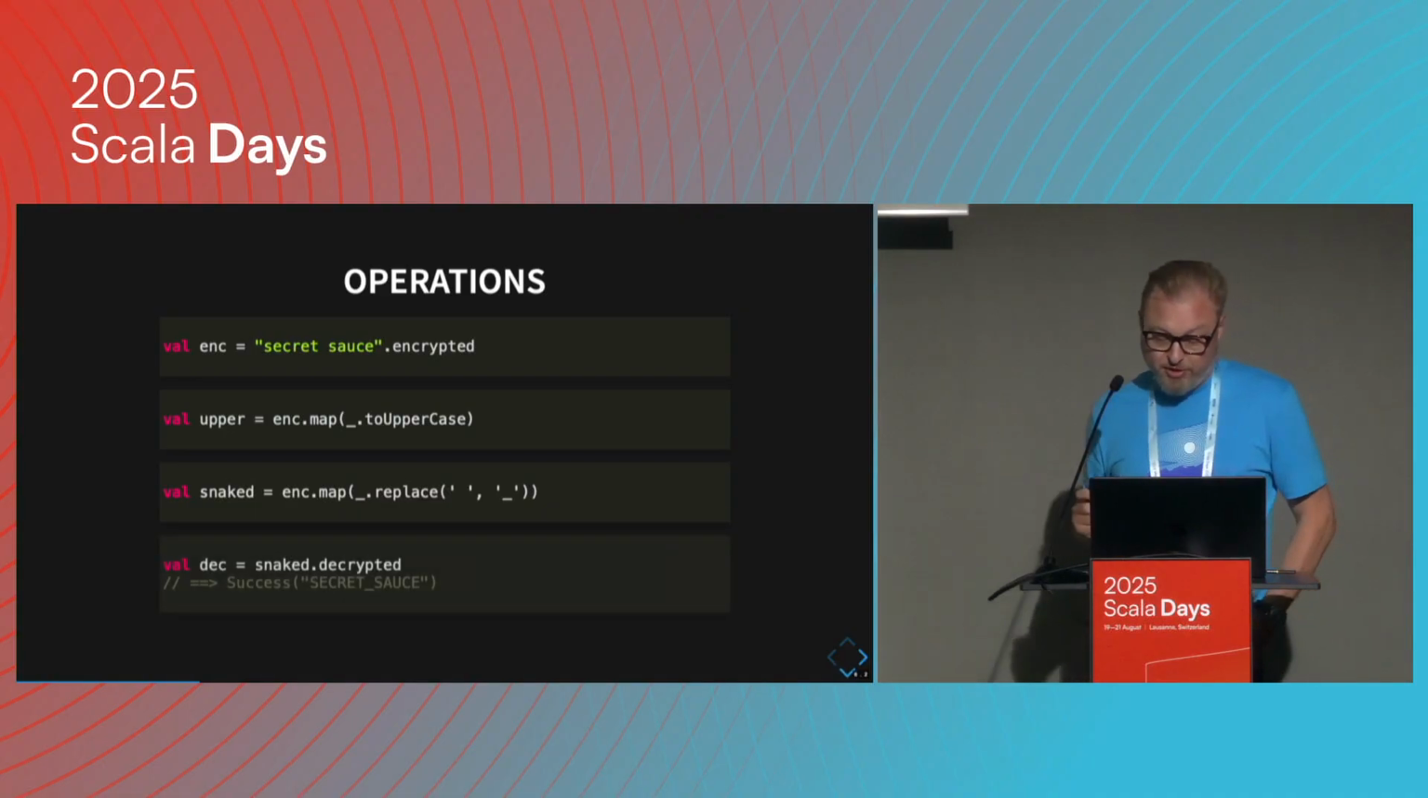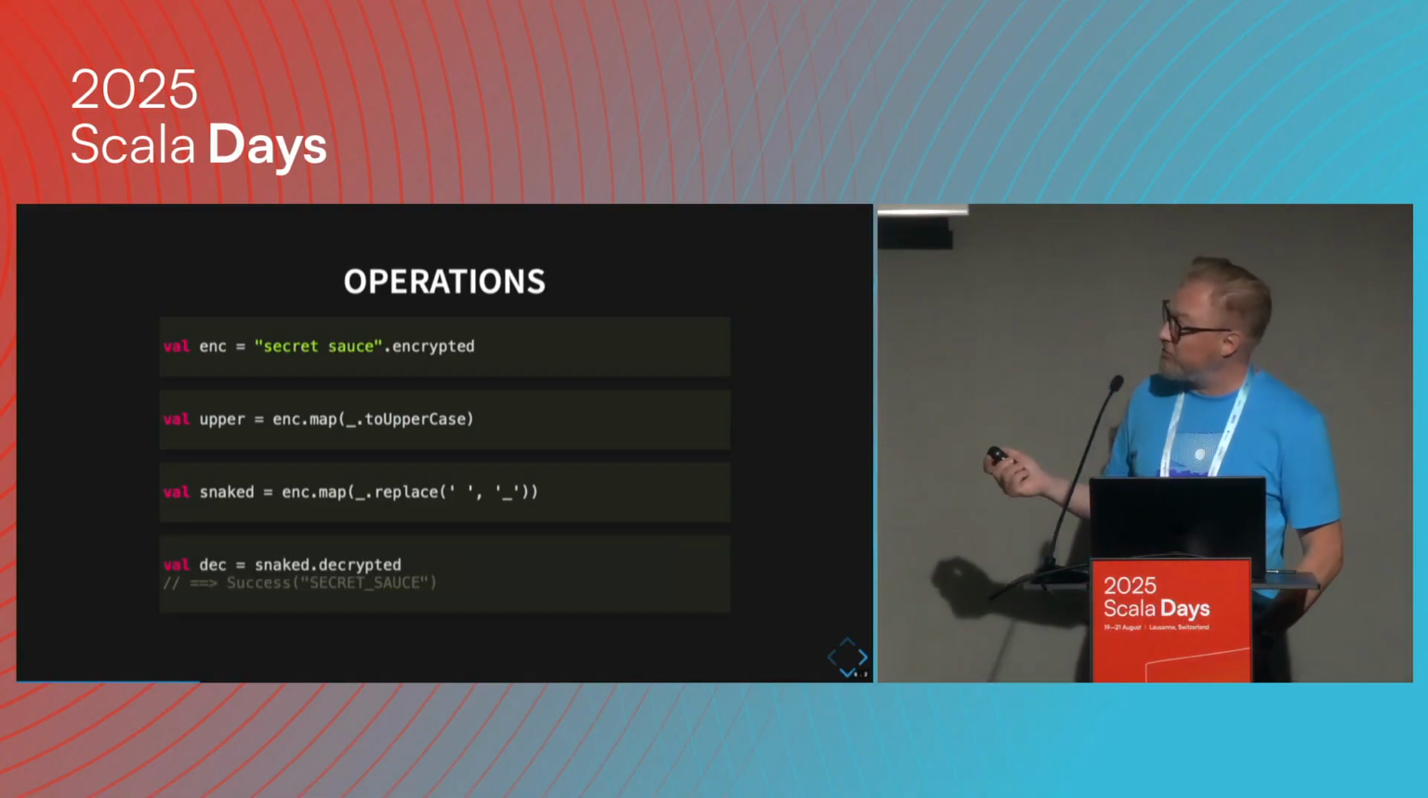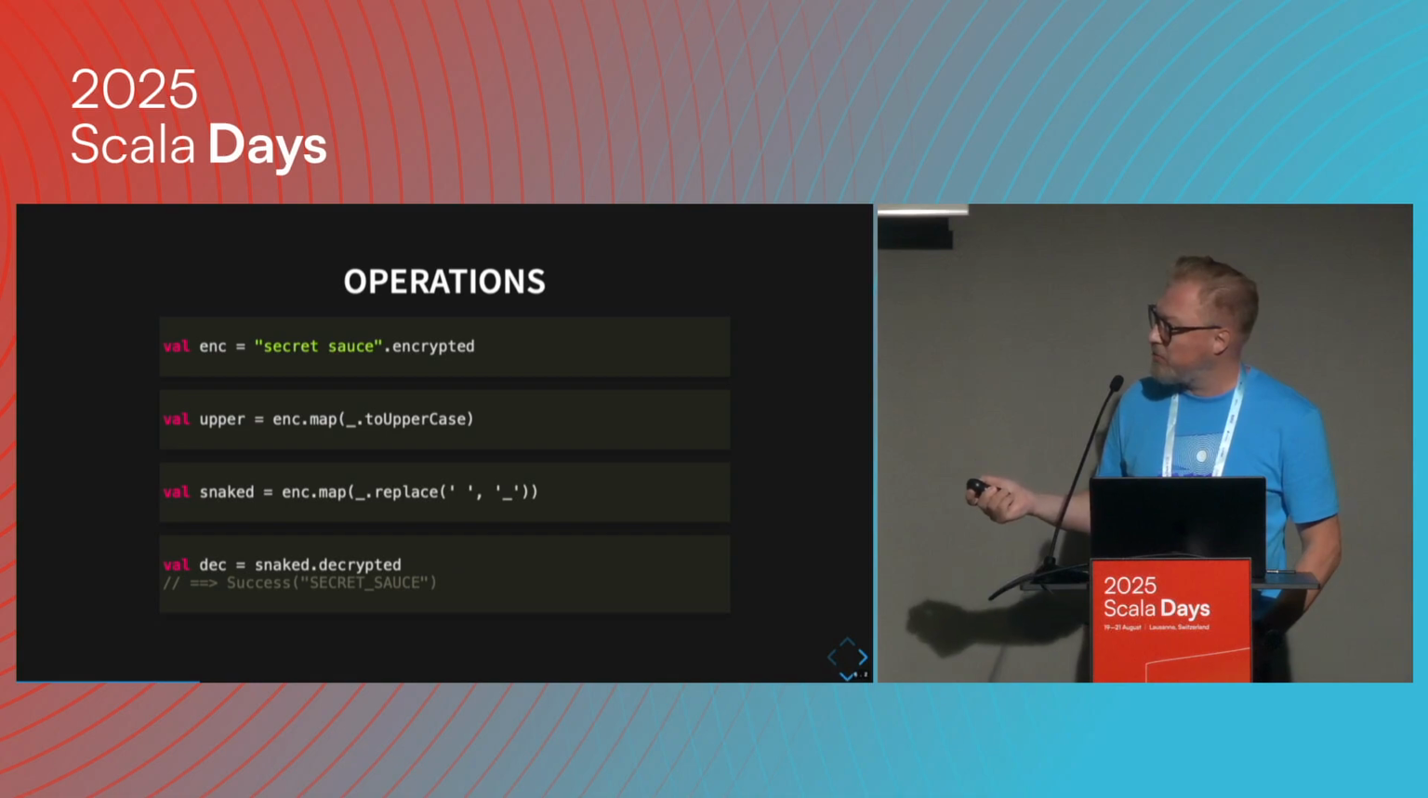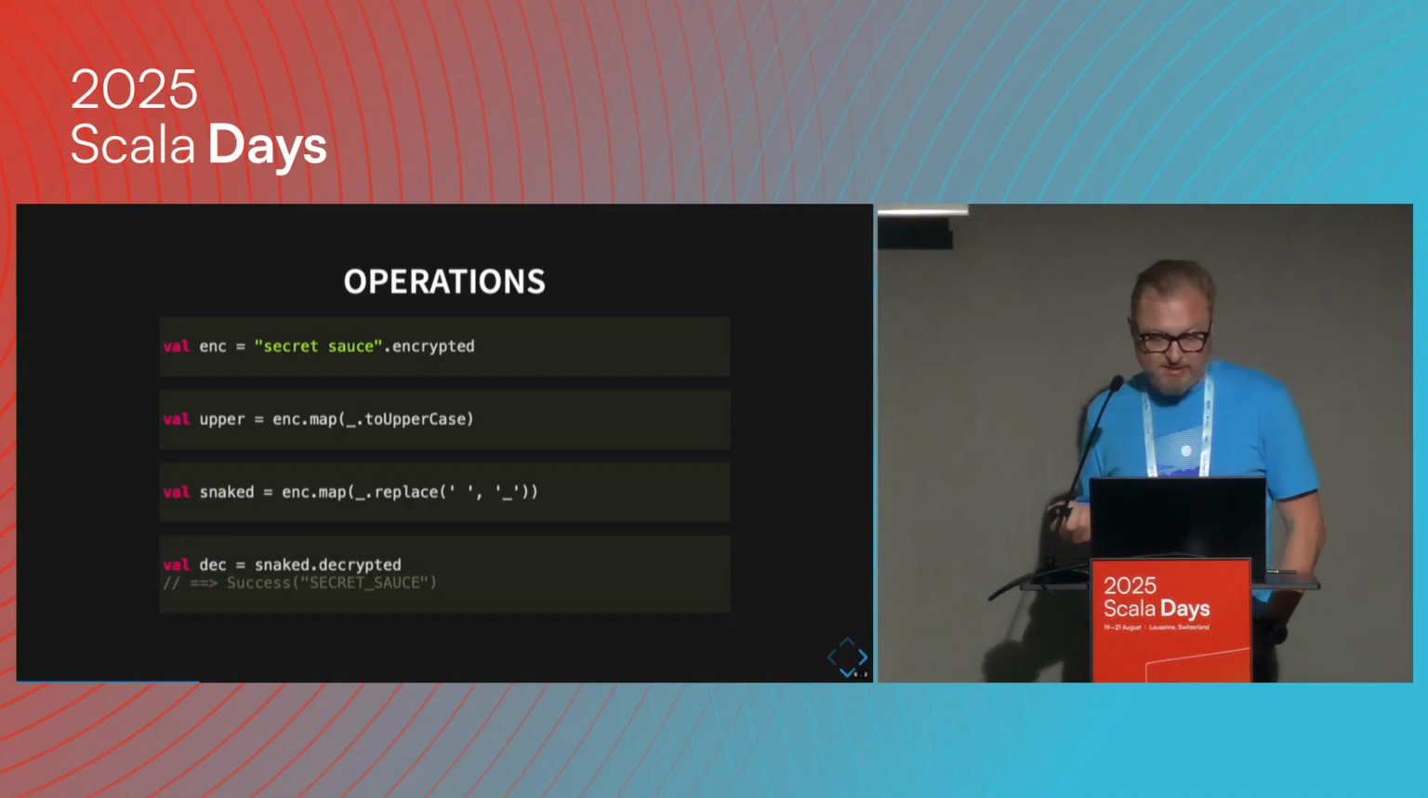The operations are staged, so nothing happens. So these two parts don't require any decryption to occur. All the operations are run once you decrypt the final encrypted value, and you get back your decrypted value here, right? So that's the thing.